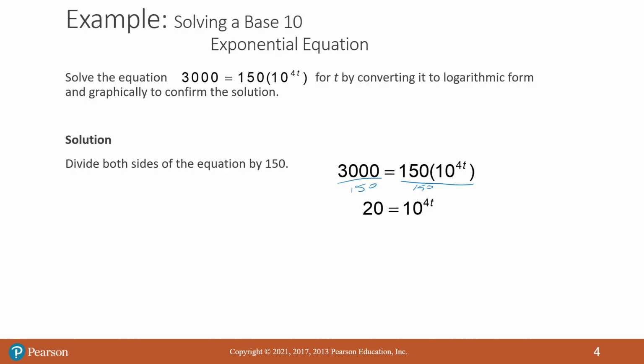At this point, what we're going to want to do is rewrite it in logarithmic form. Technically, I like to write this on my first step. I like to write 4t equals the log base 10 of 20. Obviously, the log base 10 is the same thing as just the basic log function here. So you can write it as just log 20.